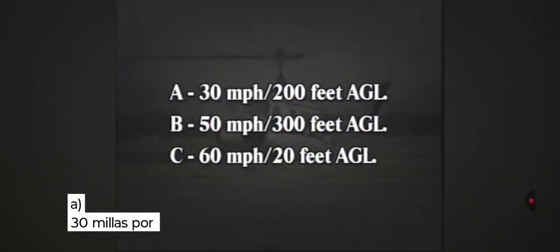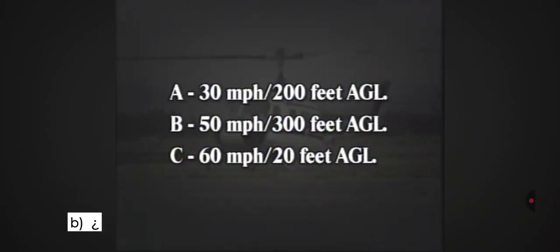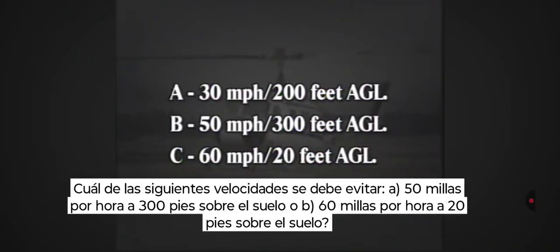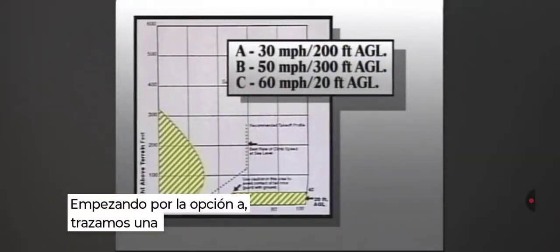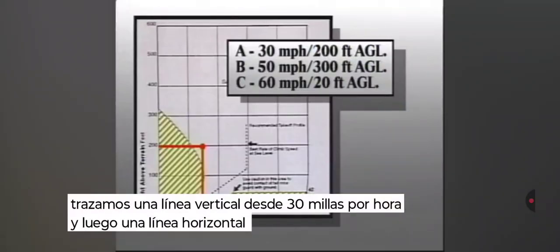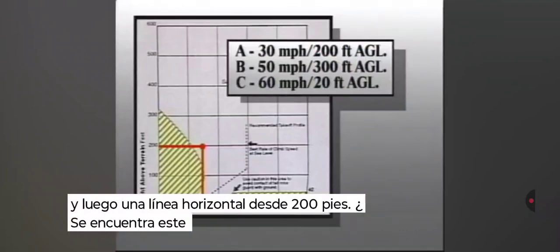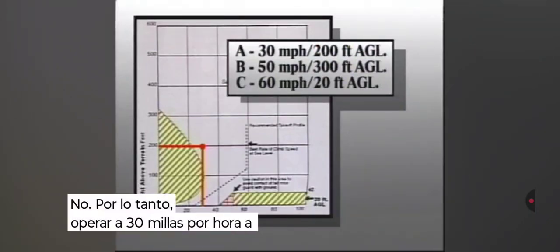A, 30 miles per hour, 200 feet above the ground. B, 50 miles per hour, 300 feet above the ground. Or C, 60 miles per hour, 20 feet above the ground. Which of these should be avoided? Starting with A, we draw a line up from 30 miles per hour and then draw a line over from 200 feet. Does this point lie within a shaded region? No. So operating at 30 miles per hour at 200 feet AGL is safe.